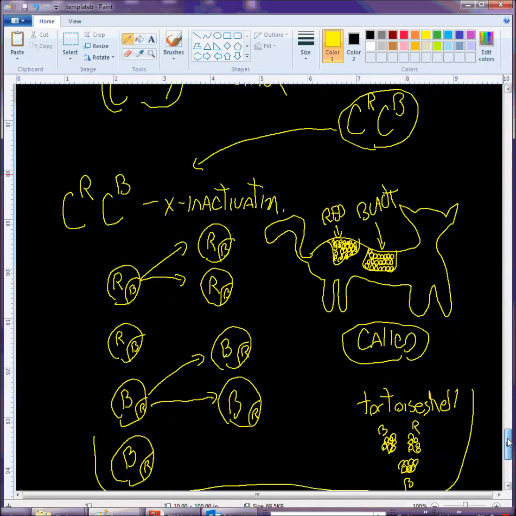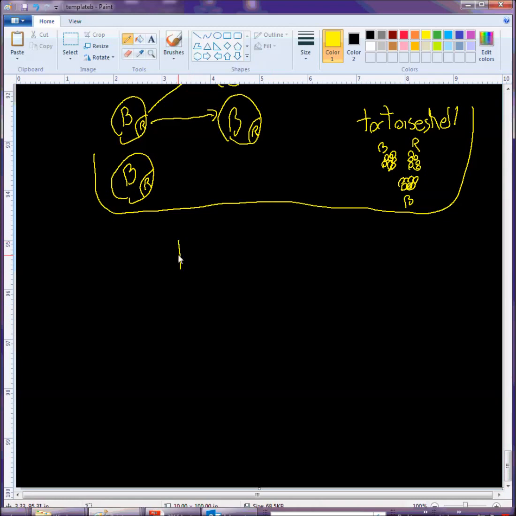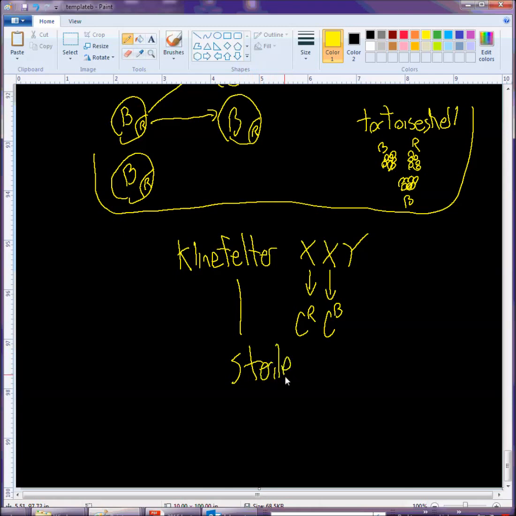Now there is the rare case of the Klinefelter cats, right? Klinefelter, which are X, X, Y. Now in this case, you could have an X chromosome that has the CR allele, and another one that has the CB allele. And these cats right here would be either tortoiseshell or calico. However, they would be sterile because the Klinefelter syndrome is associated with sterility too.